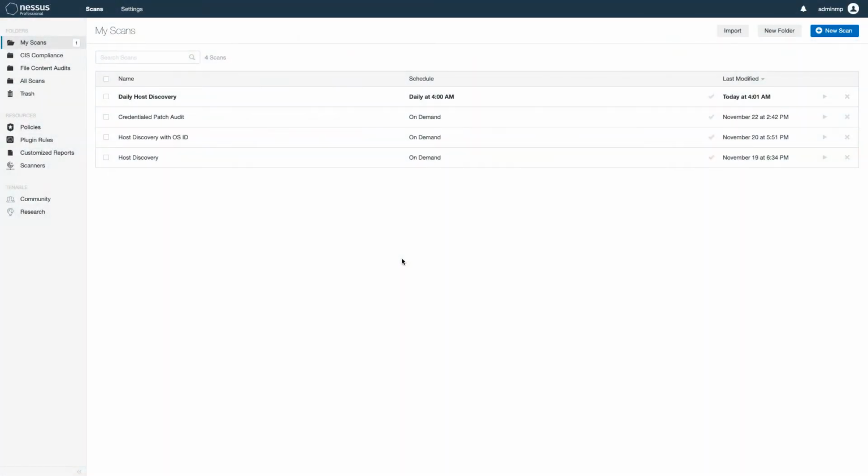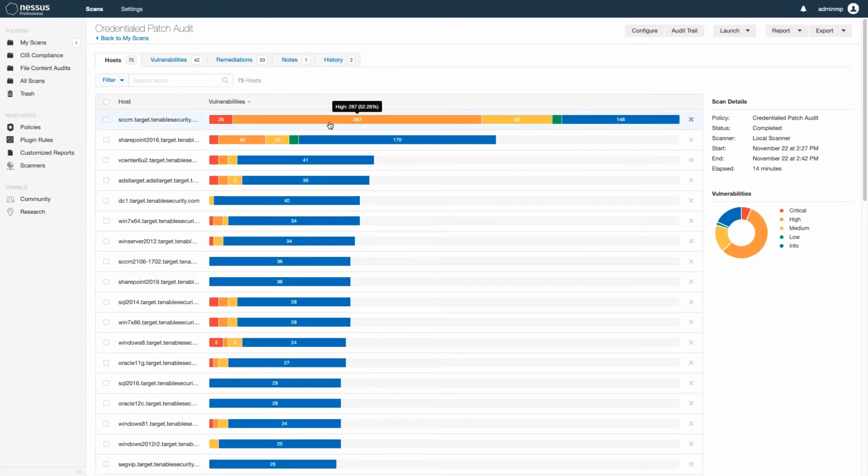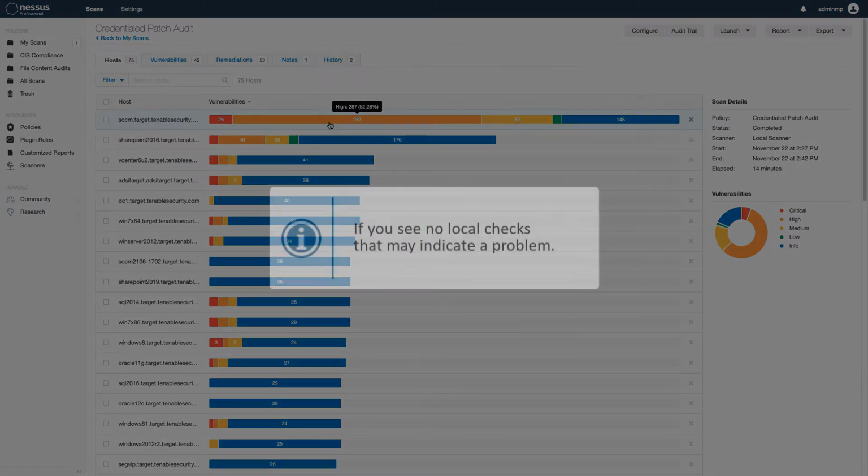In this video, I'll discuss how to measure the success of your scan credentials in Nessus Professional. One of the first things you can do is filter on the results to see if local checks have been reported. Local checks are checks that require credentials to run, so if you see no local checks, that may indicate a problem.